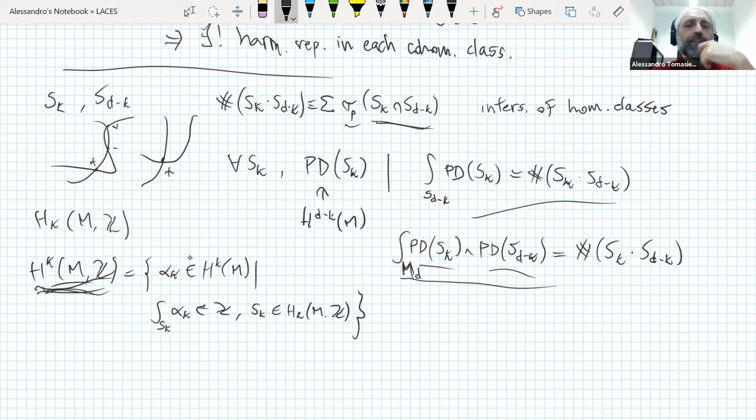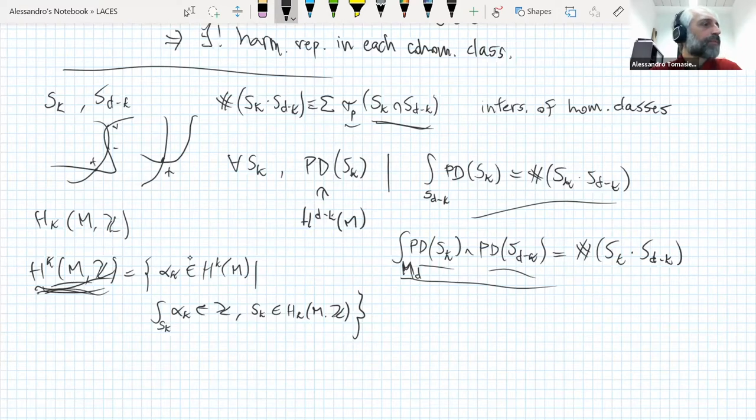There are alternative definitions of these guys, of this HK of M, Z. So mathematicians would typically have started in a different way. But then there's a Dirac theorem that I show that this definition I gave here, this alternative definition that I gave here, is equivalent.